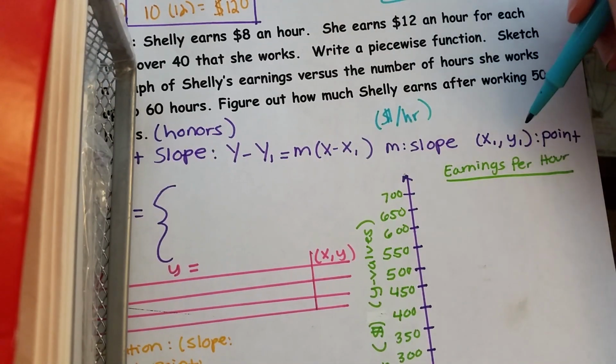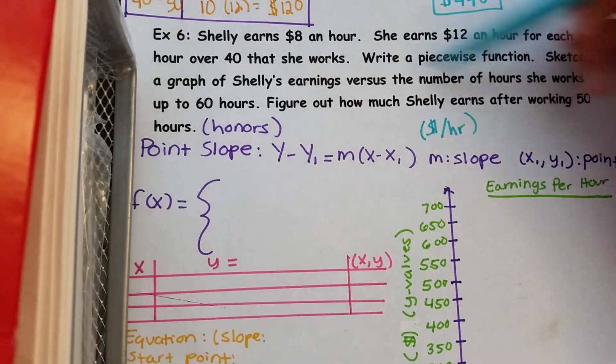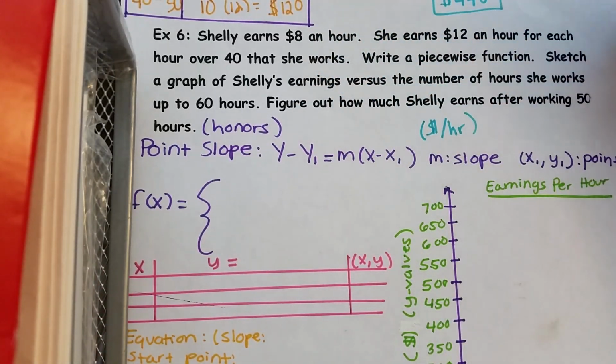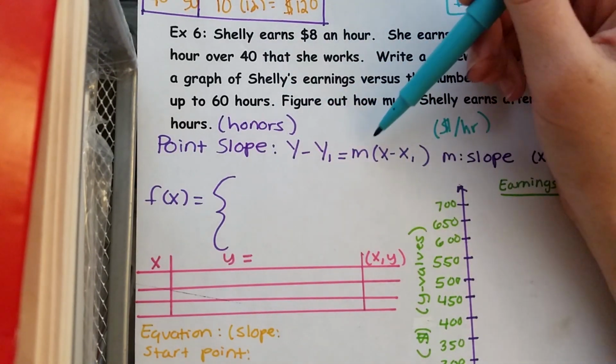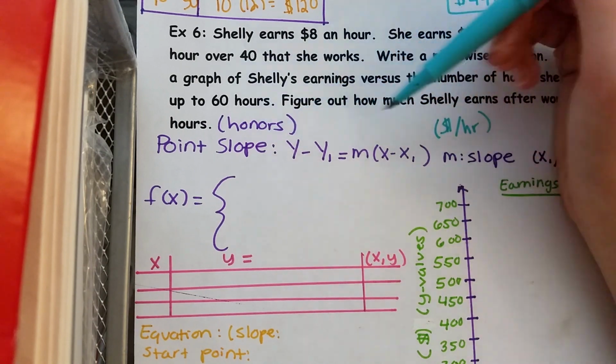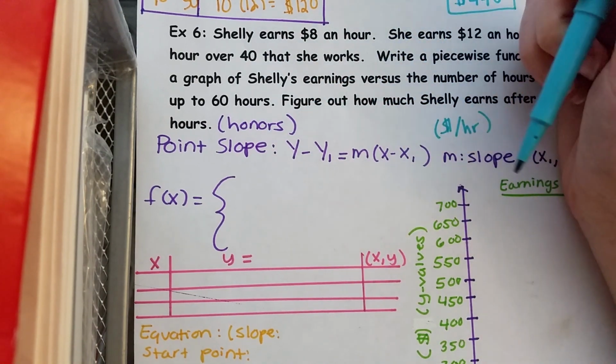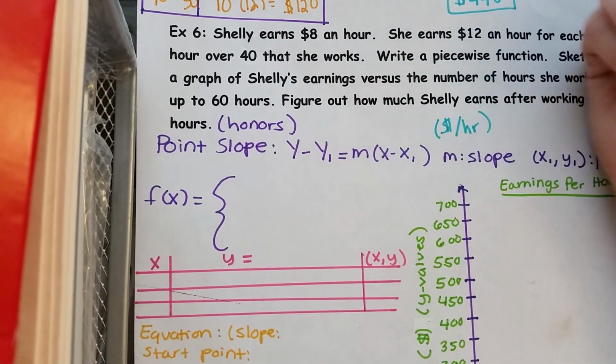Okay, and the x1 and the y1 are just going to be a point we're going to be using in the problem that involves how much Shelly has made over a certain amount of hours she has worked. Now the y and the x, not the y1, x1, but the y and the x, we're just going to leave alone. But we're going to come back to that later.